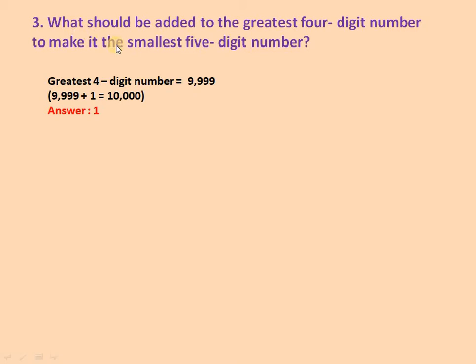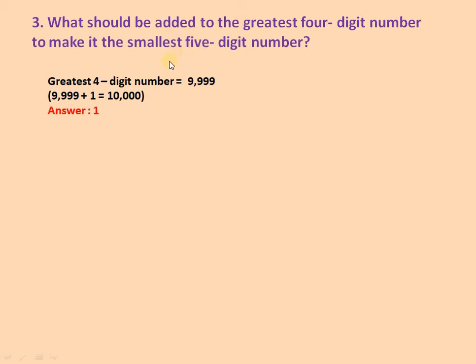Question number 3. What should be added to the greatest 4-digit number to make it the smallest 5-digit number? So let's read out the greatest 1-digit number, that is 9. 2-digit number 99. 3-digit number 999. And the greatest 4-digit number is 9999. So what are you going to add? Simply 1.